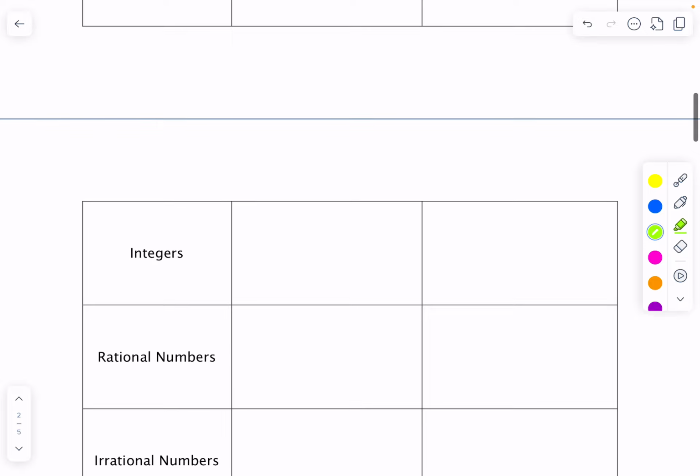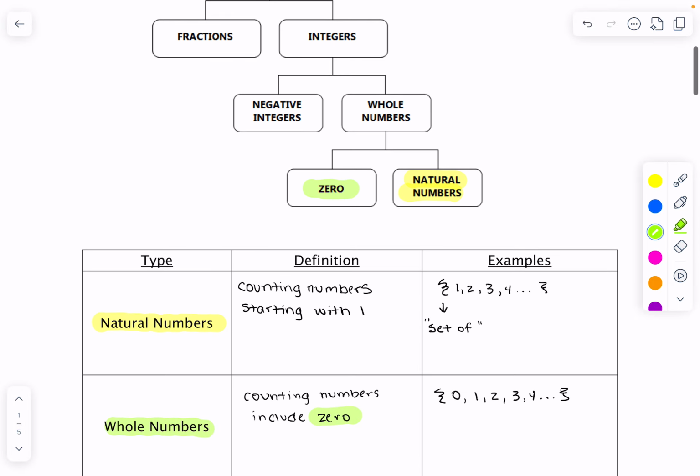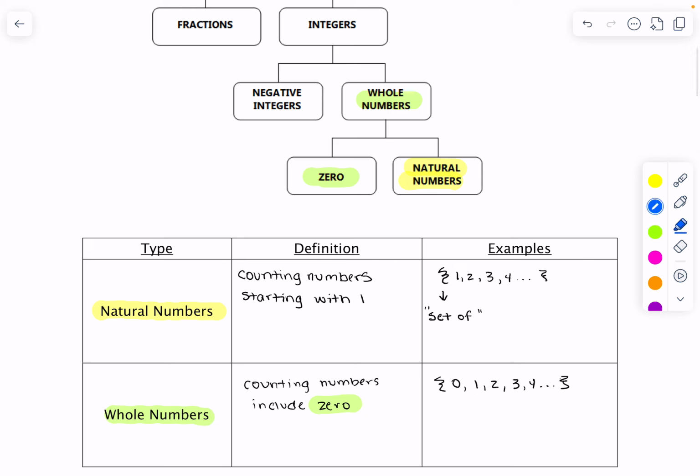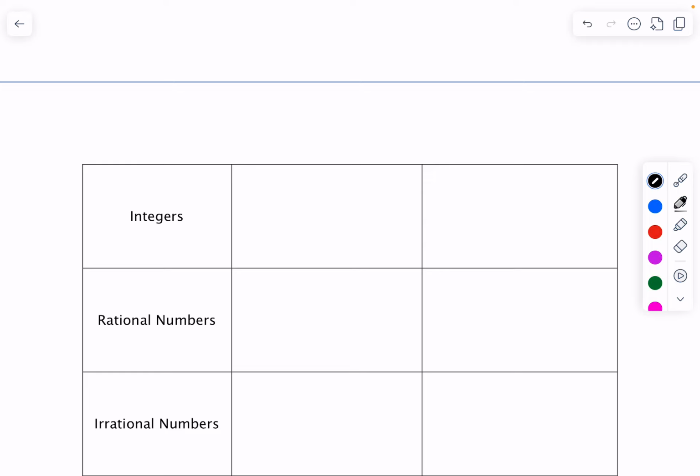The next set of numbers we're going to work with are integers. And let's actually take a look at our flow chart here. Okay. So integers are whole numbers, but they also include negatives. So integers are all the whole numbers, and they're also negative whole numbers. So let's put that in our definition. So we're going to have the counting numbers, the whole numbers, and we're going to include negatives.